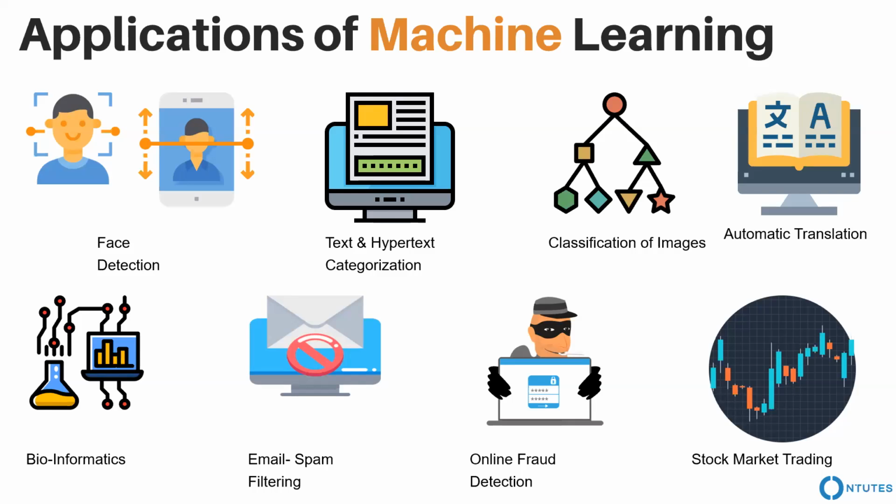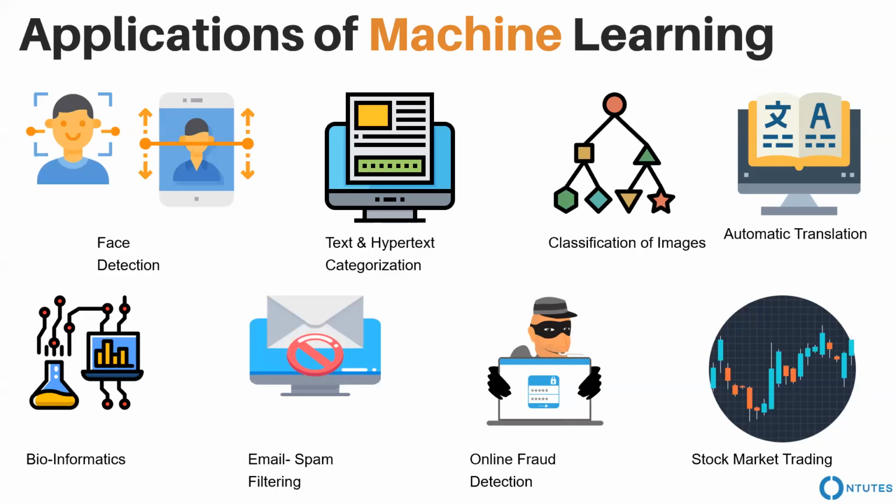Then automatic translation, Google Lens, you might have seen, converts one language to another. In bioinformatics, there is genome detection and genome analytics. They identify the patterns present in genes and use them in a lot of research. Then email spam filtering, where emails are automatically categorized as a good email, a spam email, or a promotional email. All these automatic categorizations are going on.